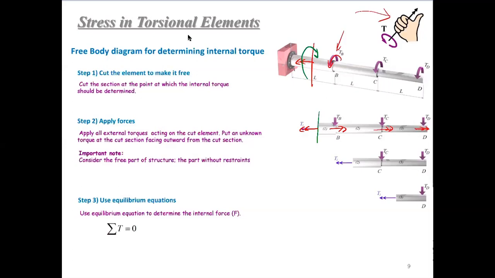So based on the first free body diagram, we will be able to get an equilibrium equation that will be negative T1 plus TB plus TC plus TD equals 0, right? So T1 equals TB plus TC plus TD. In a similar way, you can do the T2 and T3. Obviously here, the T2 equals TC plus TD. And here, the third free body diagram, you can derive that the T3 equals what? Equals TD, right? So this is how we do the free body diagram and determine the internal forces, internal torques.